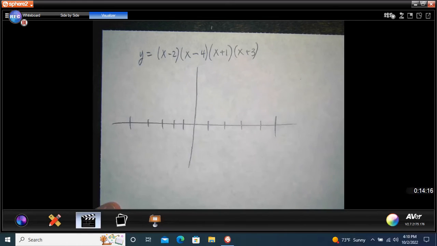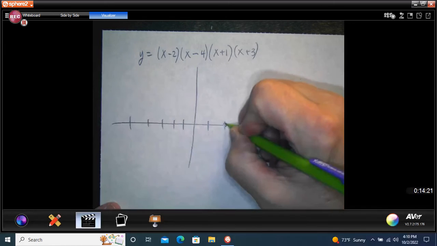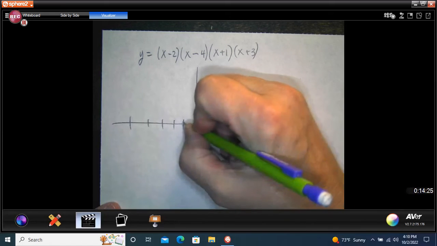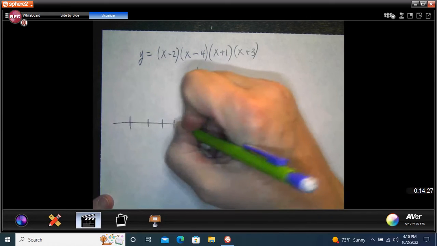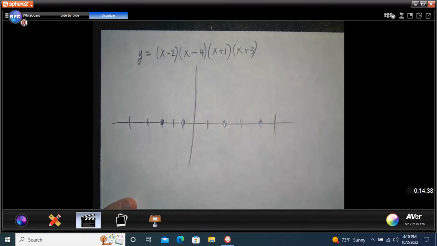Anyway, so what I do is I plot these zeros. x equals 2, x equals 4, x equals -1, x equals -3. Okay. Now, positive out front. Think of a quadratic. I'm going to pull another piece of paper over here.